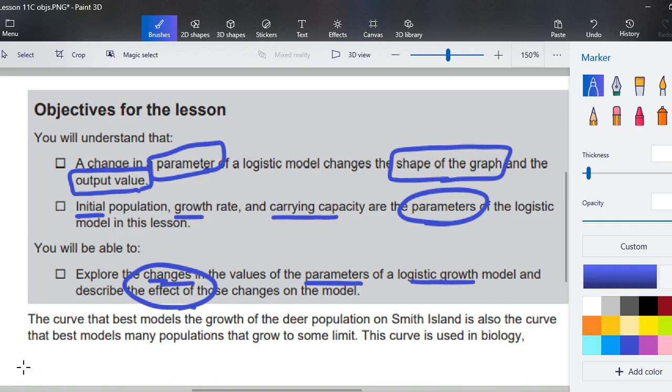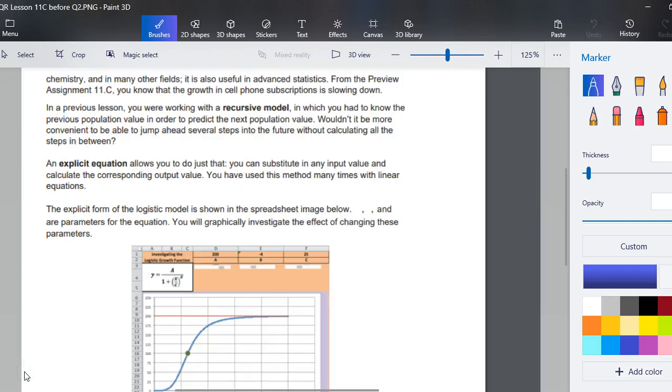The curve that best models the growth of the deer population on Smith Island is also the curve that best models many populations that grow to some limit, and this curve is used in biology and in chemistry and in many other fields. It is also very useful in advanced statistics. From the previous assignment 11C, you know that the growth in cell phone subscriptions is slowing down. In a previous lesson, you were working with a recursive model in which you had to know the previous population value in order to predict the next population value.